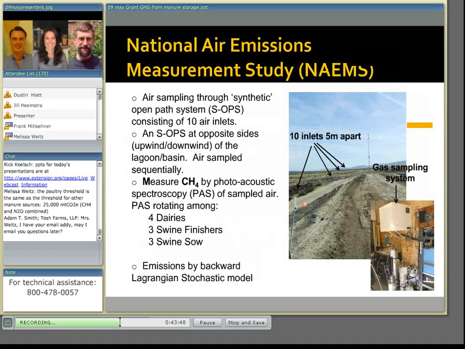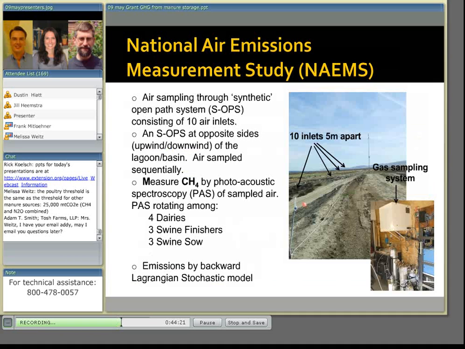Lagoons. That being the case, and that's the case for many of the emissions of gases from lagoons, I was part of, or still am a part of, the National Air Emissions Measurement Study, which is measuring the gases coming off lagoons of methane as well as hydrogen sulfide and ammonia. And the methane emissions I'm going to describe here and how we're measuring the emissions.